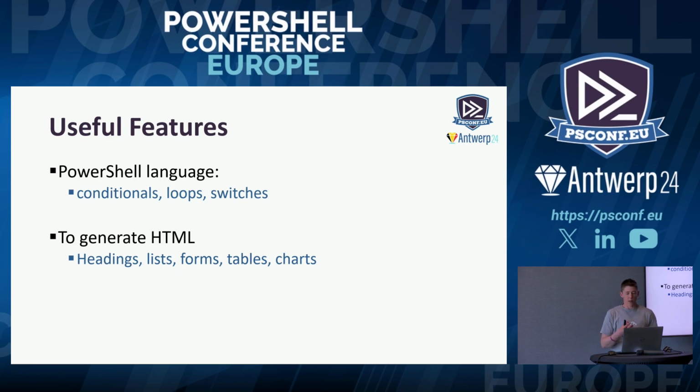For loops, you could create a foreach loop over an object, and for each item in the object, you could create a bullet point, right? You don't have to manually type those all out. You can use the PowerShell magic to do that for you. As far as what HTML we can generate, the list is quite long, but headings, lists, forms, tables, charts, all these things can now be accomplished with PSHTML, which is pretty neat.